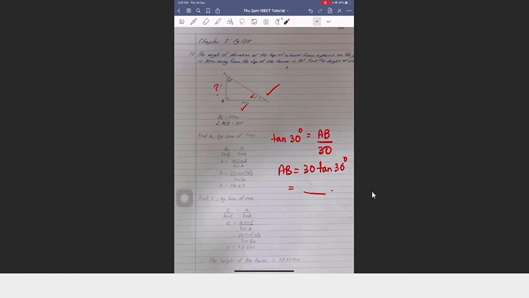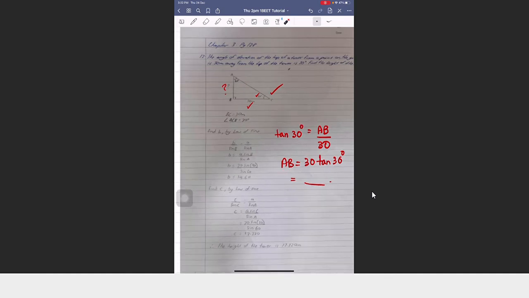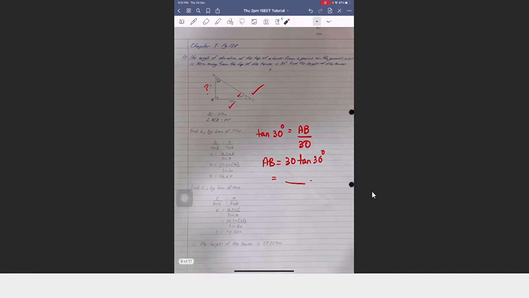Can someone compute this? What's the answer if it's like this, 30 tangent 30 degrees? 17.32.